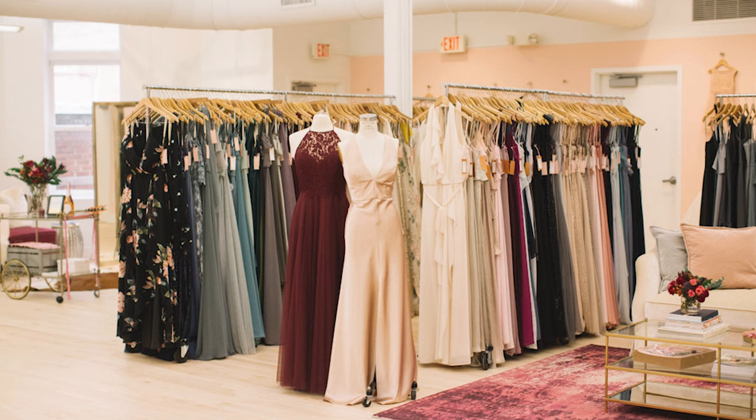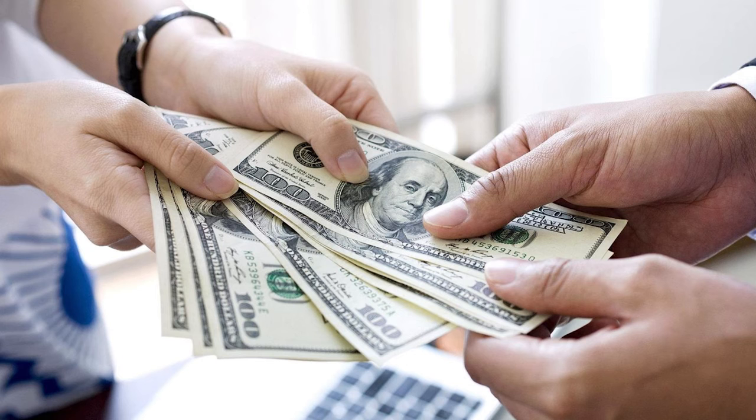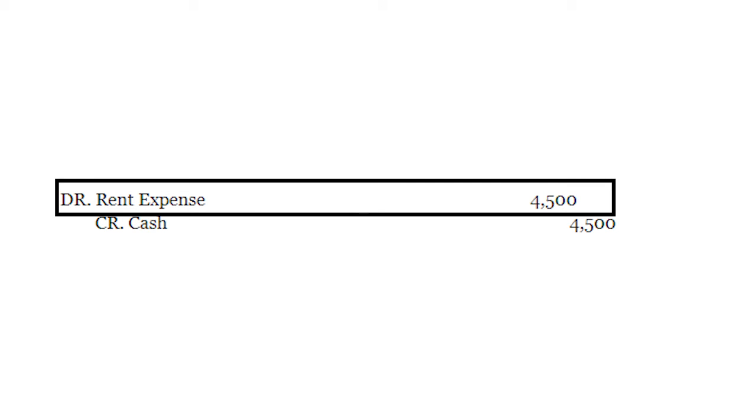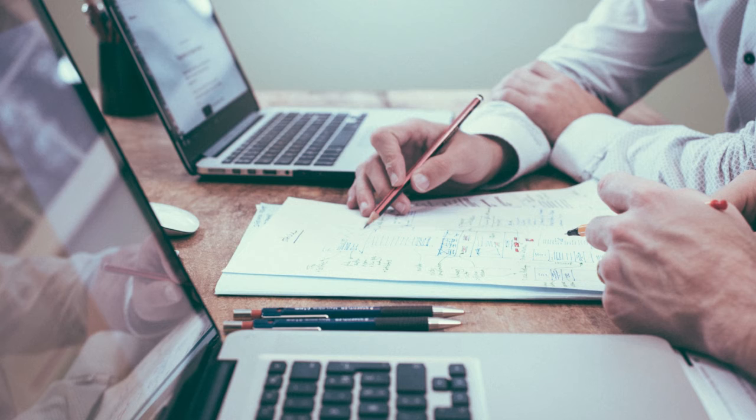This makes sense when we consider that revenue increases owner's equity and that expenses decrease owner's equity. Let's take a look at an example. Darrell's Dresses writes a check for their monthly rent, which is $4,500. We need to decrease cash and increase rent expense. And here's another example. Connie, a software consultant, makes a sale of $10,000 and is paid in cash. We need to increase both cash and sales by $10,000 each.